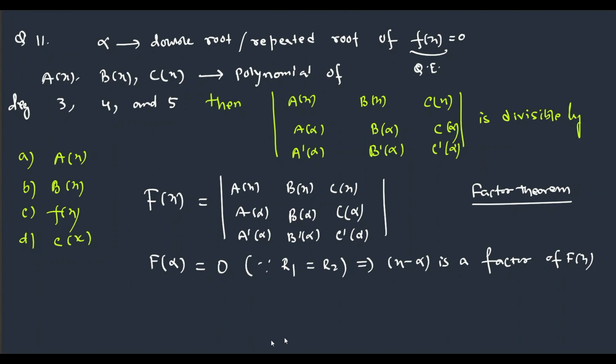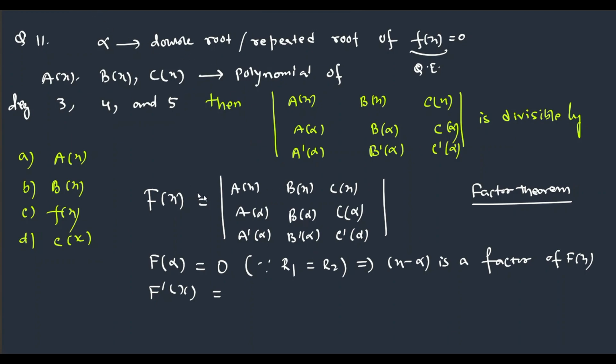Similarly, if you calculate f dash x, so in the derivative of a determinant, at a time you can choose only one row or one column. You can do the derivative, the other rows and columns will be fixed.